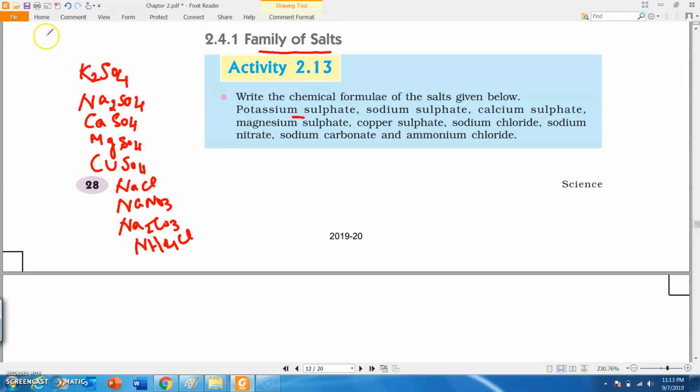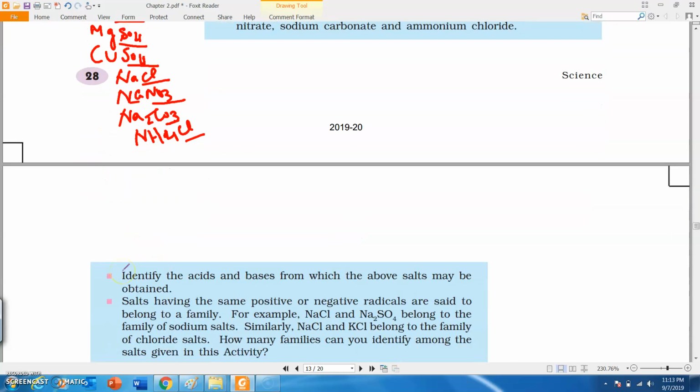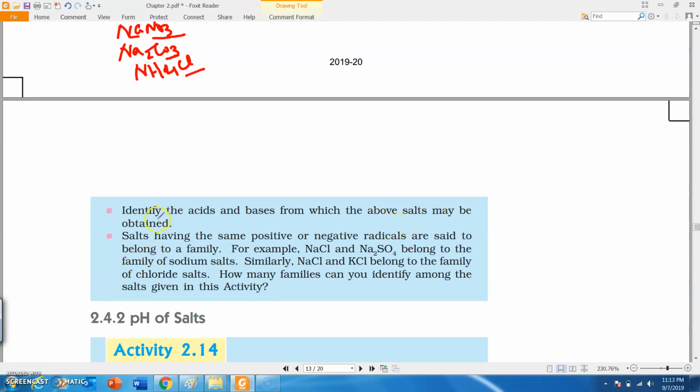As we see, this is SO4, so that means it is made up of sulfuric acid. Here again sulfuric acid, then HCl, hydrochloric acid, nitric acid, and carbonic acid. And the bases: potassium hydroxide, sodium hydroxide, calcium hydroxide, magnesium hydroxide, copper hydroxide, and ammonium hydroxide. In this way, we can see the acids and bases from which the above salts may be obtained.